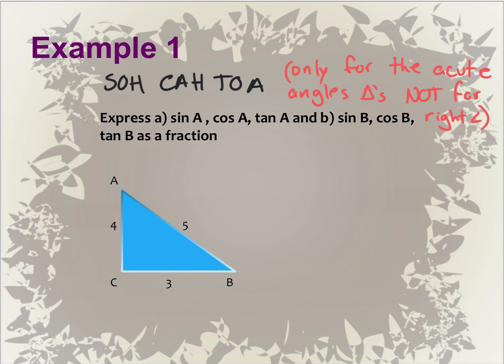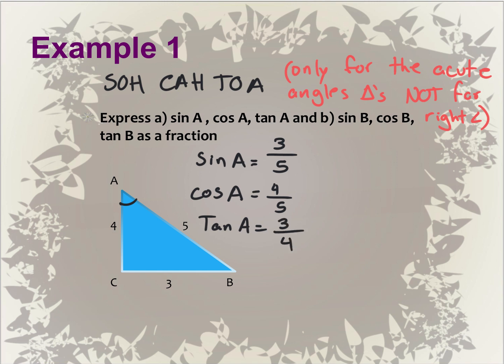Now for angle A, let's start with sine of A. We know it's opposite over hypotenuse, so the opposite is 3 and the hypotenuse is 5. For the cosine A, it's going to be adjacent over hypotenuse, so 4 over 5. And then for tangent A, it's going to be opposite 3 over adjacent 4.